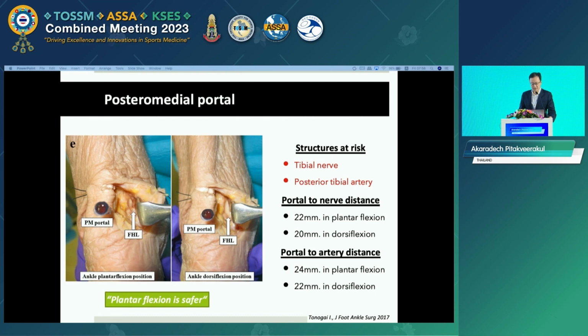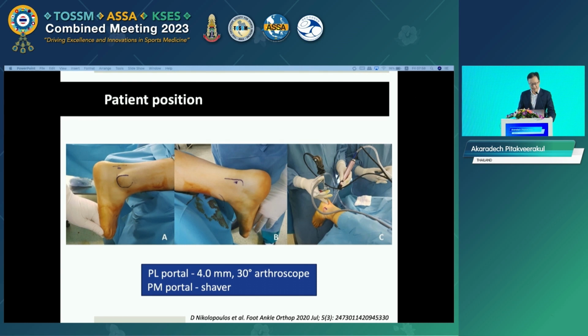For the PM approach, the structures at risk are the tibial nerve and posterior tibial artery. The portal-to-nerve distance is also safer in plantar-flexion. So in the prone position, slightly plantar-flexed is very safe for applying the scope in the posterior ankle.